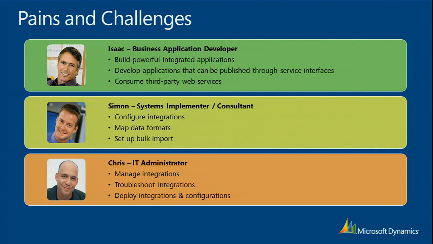The second persona we have in mind is Simon, the systems implementer. He is more about putting the pieces together, taking, for example, pieces that Isaac built to implement an integration. So he's not so much interested in using .NET or C Sharp to write code, but he would just take, for example, transforms that are already built by Isaac to put them into place and implement the integration, and get it going.